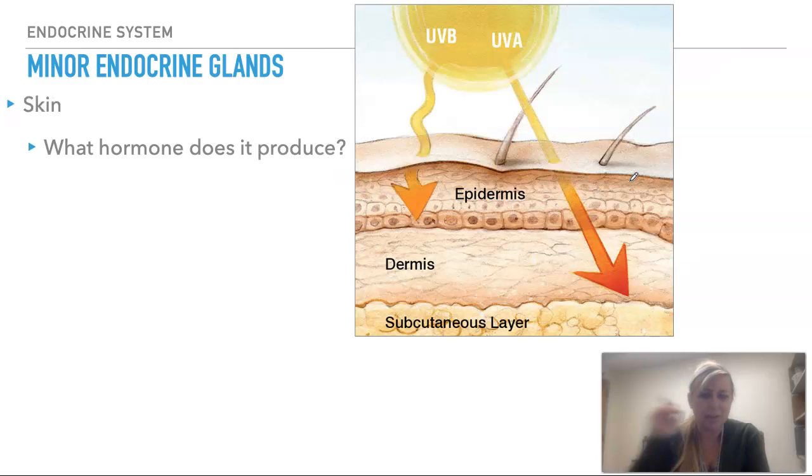The next minor endocrine gland is also kind of a good review here because we have skin. And so skin was the first of the body systems, or part of the first body system. We looked at the integumentary system. Remember, our skin has two major layers, right? The epidermis and the dermis. And then below the dermis, we have the subcutaneous layer, right? Which is mainly the adipose tissue.